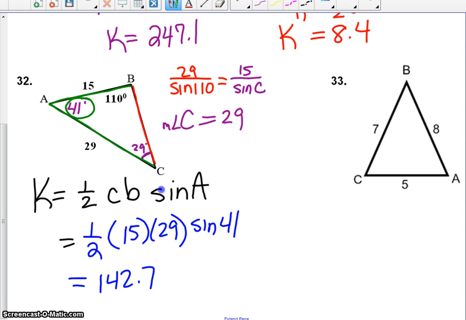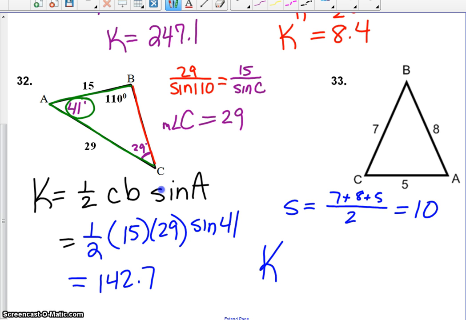Last problem here, let's look at this. Now we have all three sides, but no angles. This is the HEROES formula. This is where first we need to calculate that semi-perimeter, 7 plus 8 plus 5, and we're dividing it by 2. My semi-perimeter here is 10, okay? 7 and 8 would be 15 plus 5 is 20, 20 divided by 2 is 10.